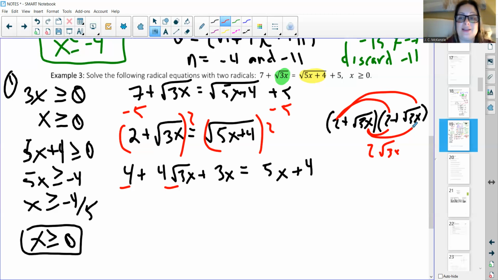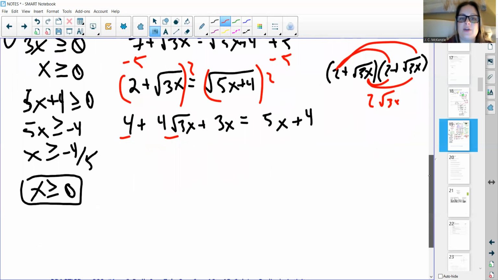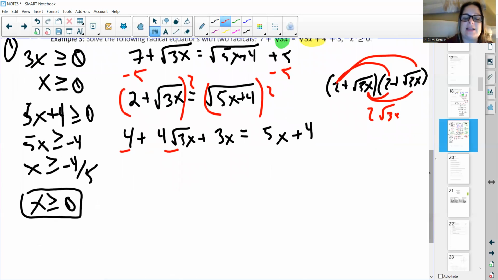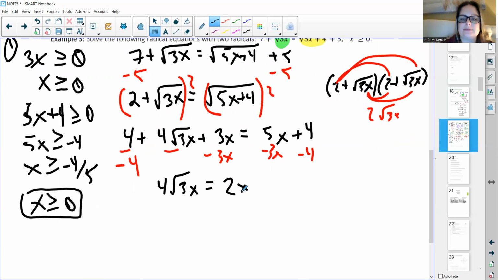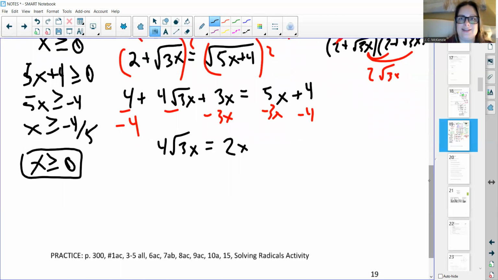So now we get to repeat the process. We're going to move everything to one side and isolate that square root of 3x. We're going to subtract 4 from this side. Oh, look, it cancels that out. And we're going to subtract 3x from this side. Okay, so we're going to get 4 square root 3x equals 2x. That's it, because the 4's canceled out because they're on both sides.